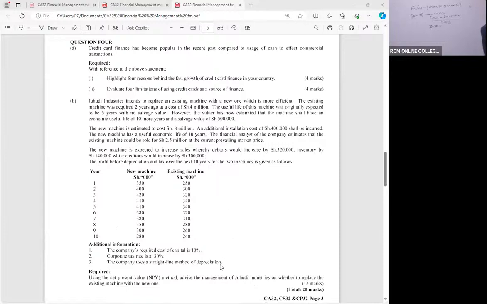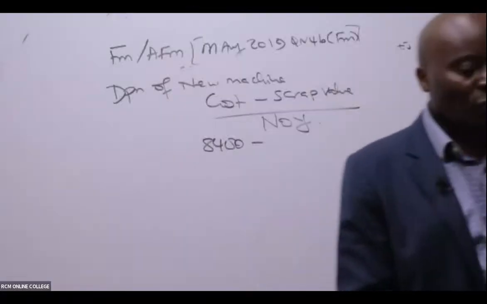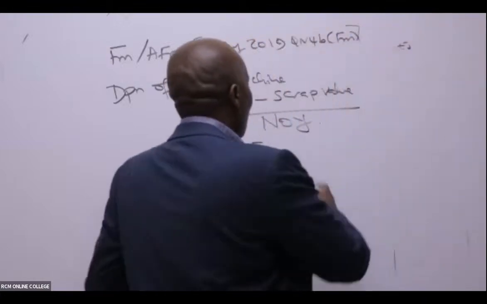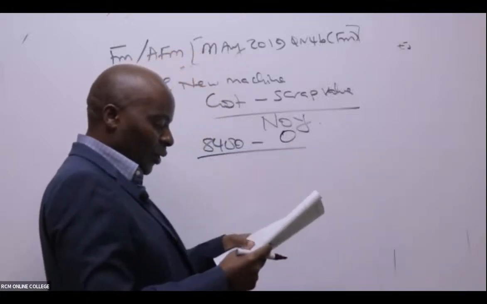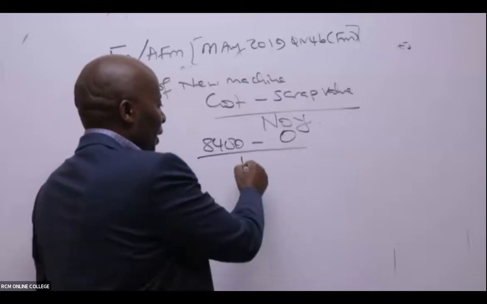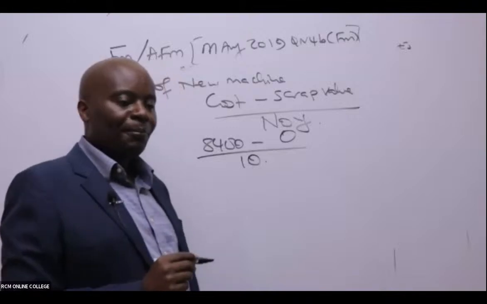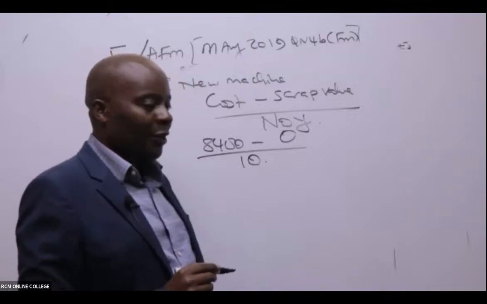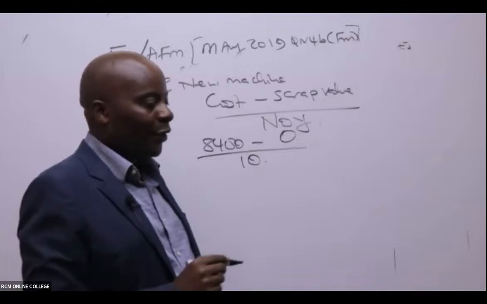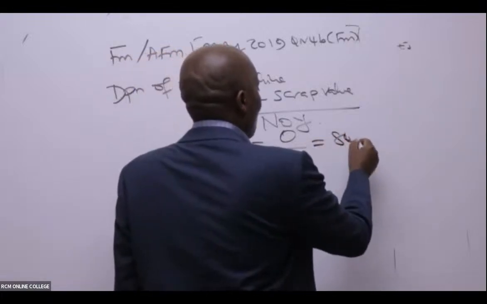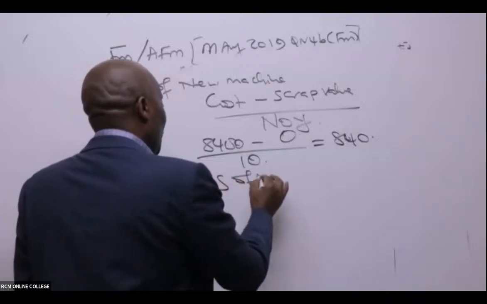So residual value or scrap value of the new machine will be 0. Divided by how many years does it have? Number of years is 10 years. So then are you able to give me this figure here? 840, 840, 840. So please go ahead and give me the depreciation tax shield of the new machine.